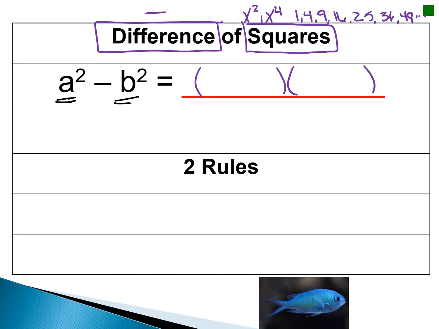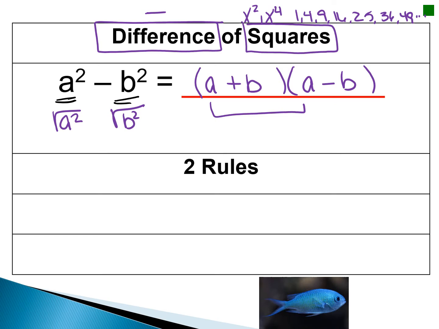Okay? If it is a difference of squares, it just factors into, it's a bada bing, bada boom. So you make two little parentheses. The first one is the square root of a squared, which is a, plus the square root of b squared, which is b, times a minus b. So these are the exact same terms. One's a plus, one's a minus.